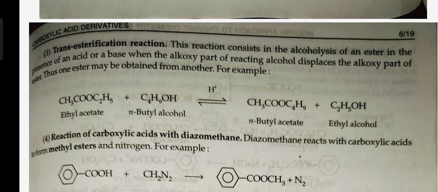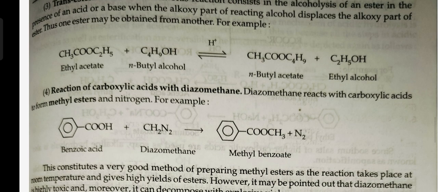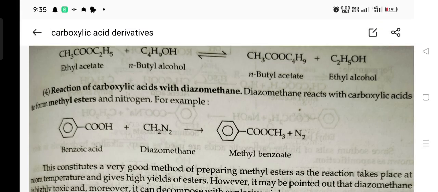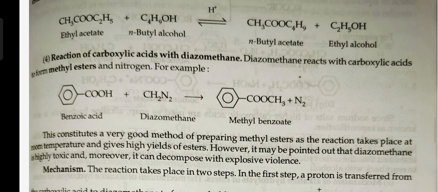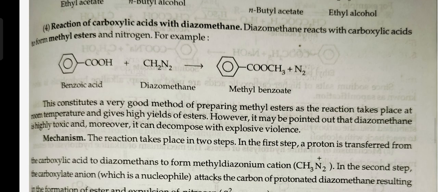Diazomethane reacts with carboxylic acid to form methyl esters and nitrogen. This is a very good method of preparing methyl esters, as the reaction takes place at room temperature and gives a high yield of ester. However, it may be pointed out that diazomethane is highly toxic and, moreover, it can explode violently. Mechanism: the reaction takes place in two steps.